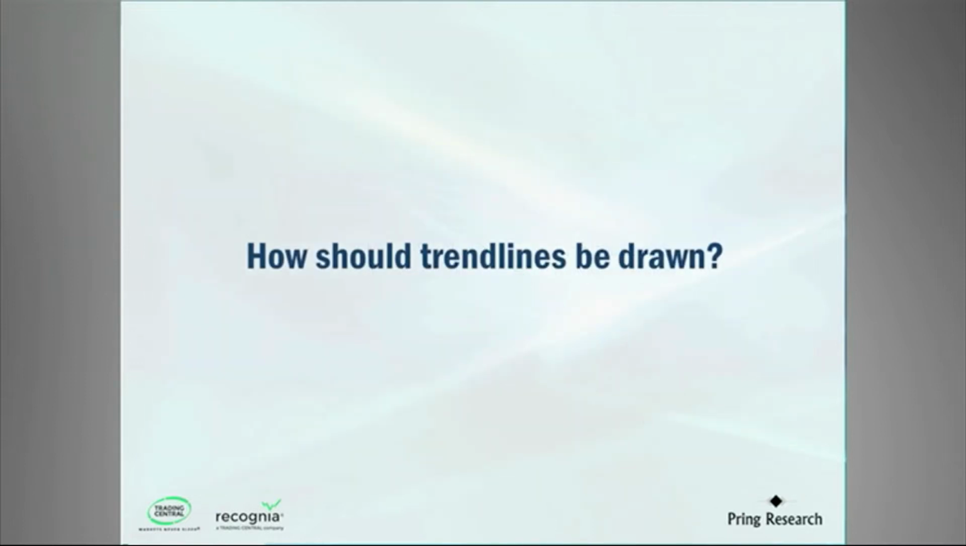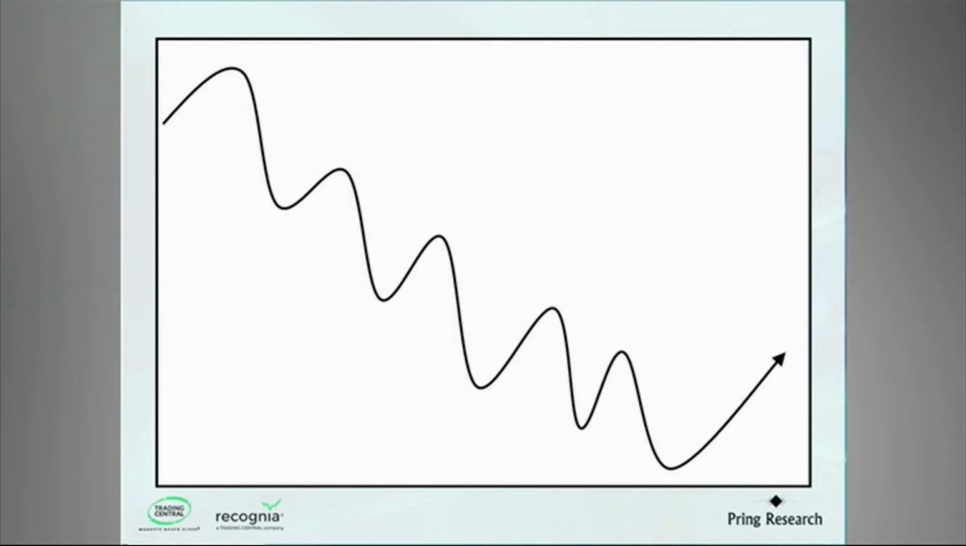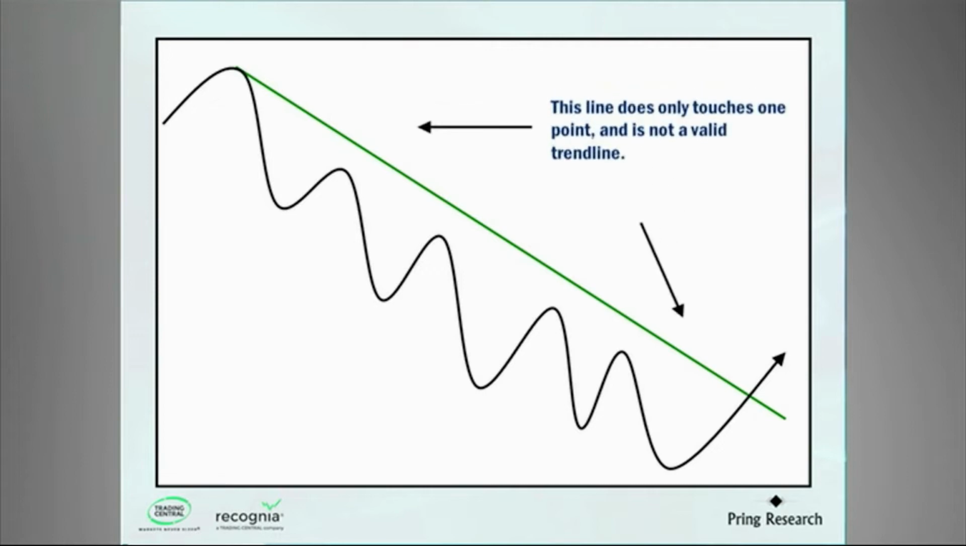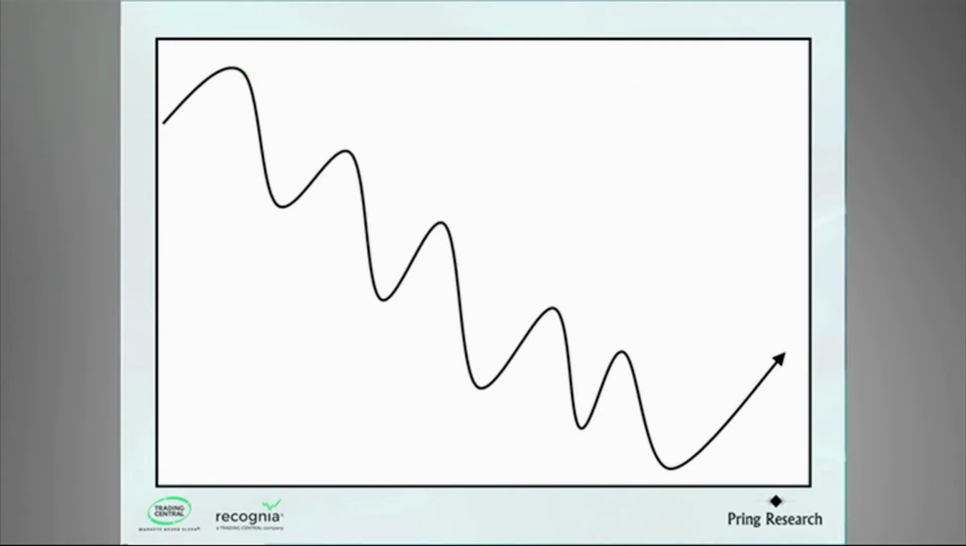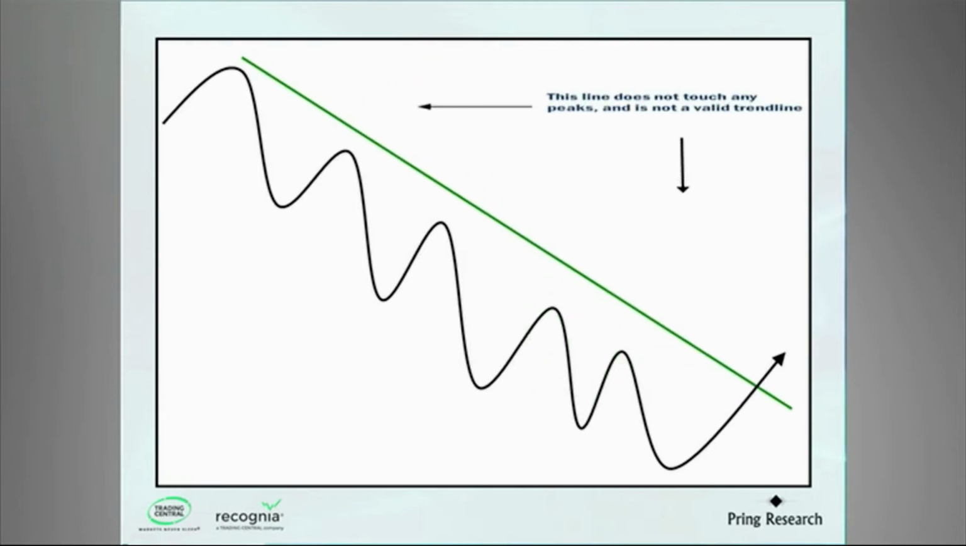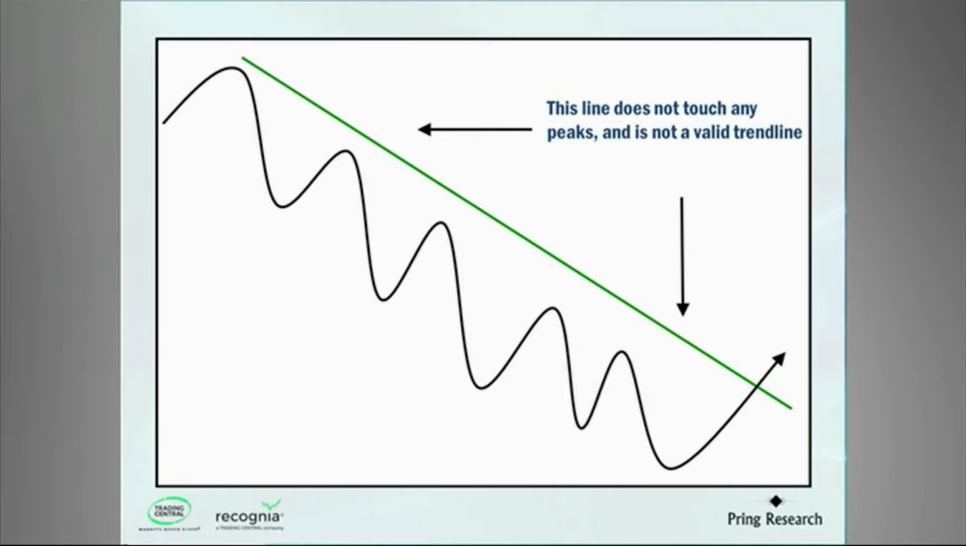In order for a line to be a true trend line, it must connect two or more peaks or troughs. Otherwise, it's going to be drawn in space and will have no significance. You'll often see people constructing lines that only touch one point, as we see here. It's just not valid. This one doesn't touch any points at all. Such lines also have no meaning whatsoever, and are really worse than drawing nothing at all.